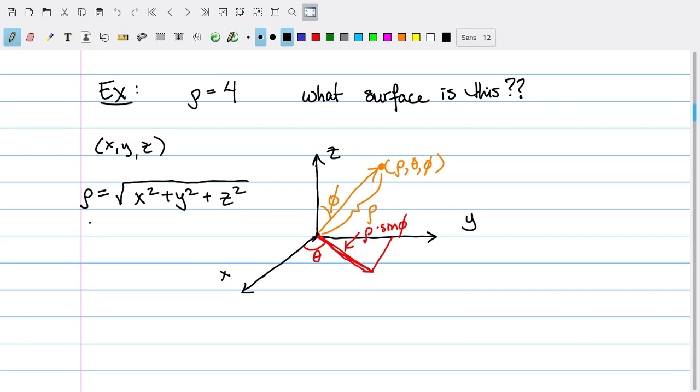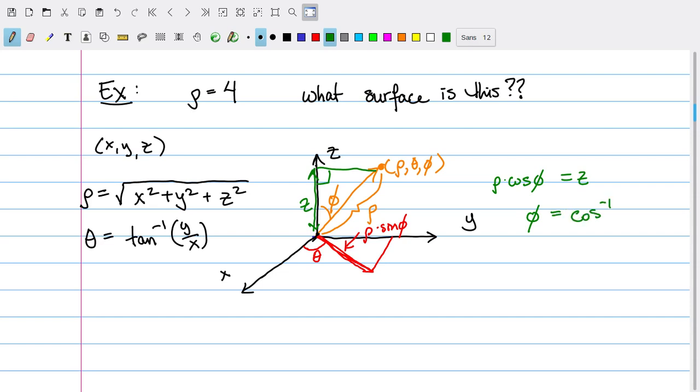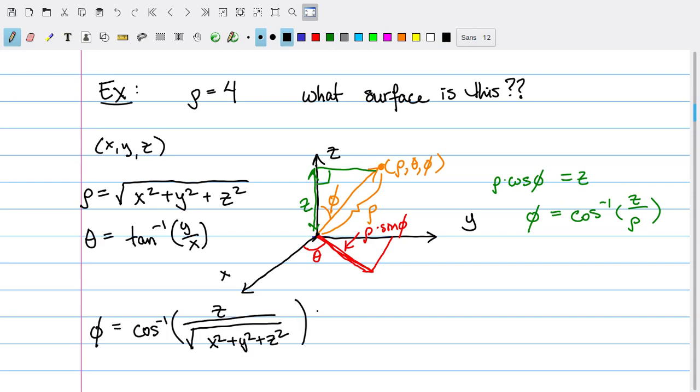Theta is playing the same role that it did before for cylindrical coordinates, so our equation for theta will work the same as before. Specifically, theta is going to be inverse tangent of y over x. Finally, to get what phi is, I can remember that z is this side of this right triangle. So I know that rho times cosine of phi will have to be z. And that allows me to write phi down as inverse cosine of z over rho. Since we already have an expression for rho, that just tells us that phi is equal to inverse cosine of z divided by the square root of x squared plus y squared plus z squared.